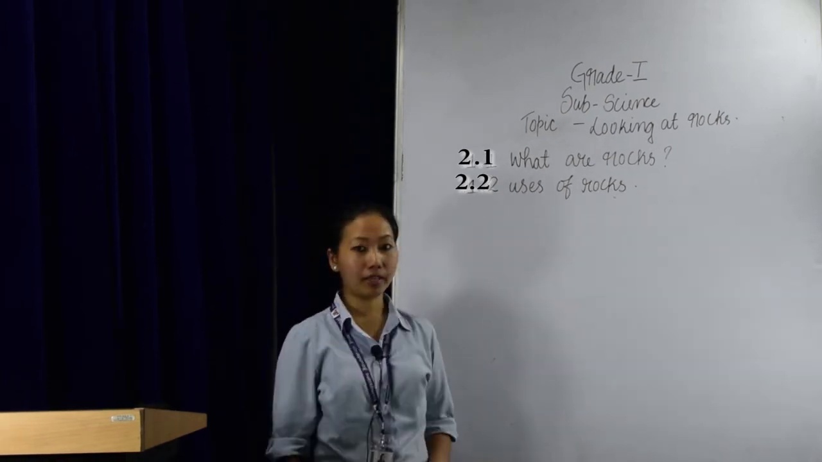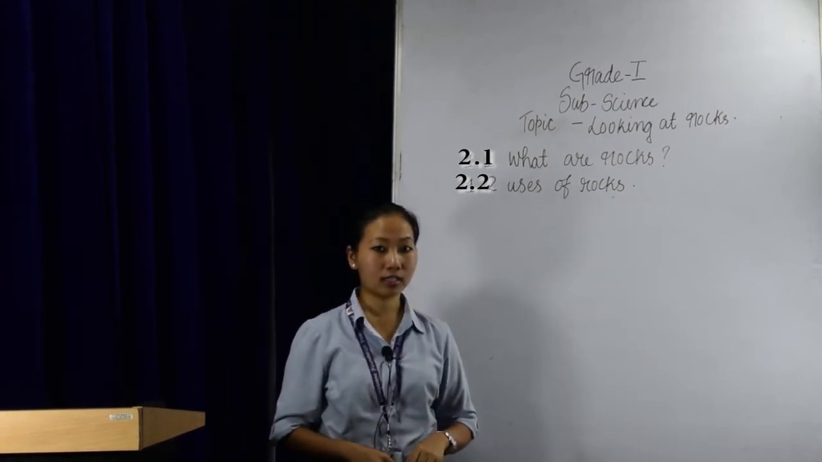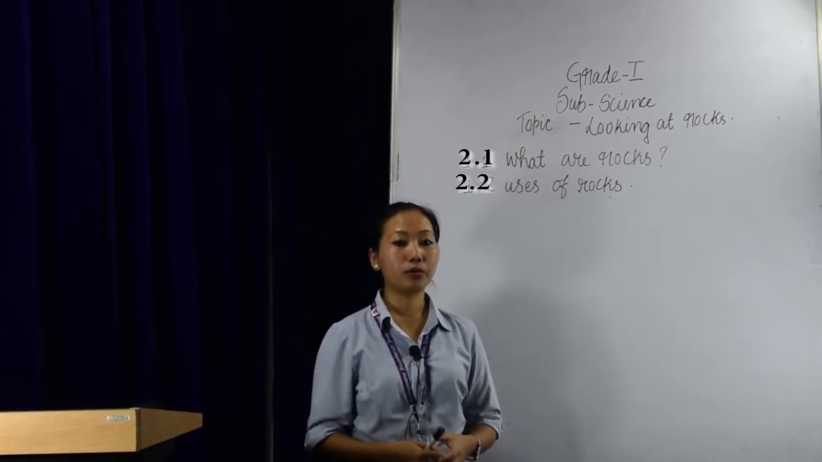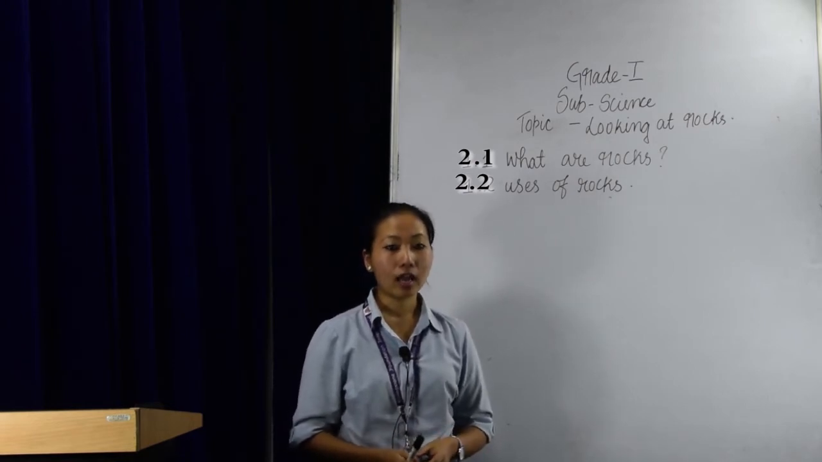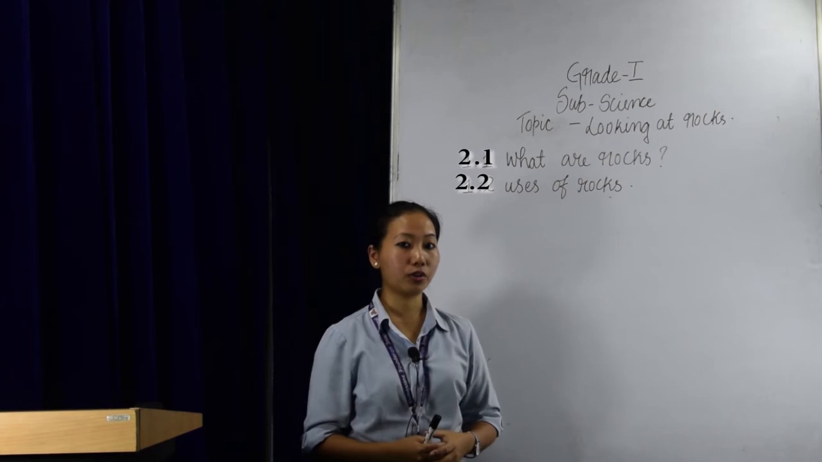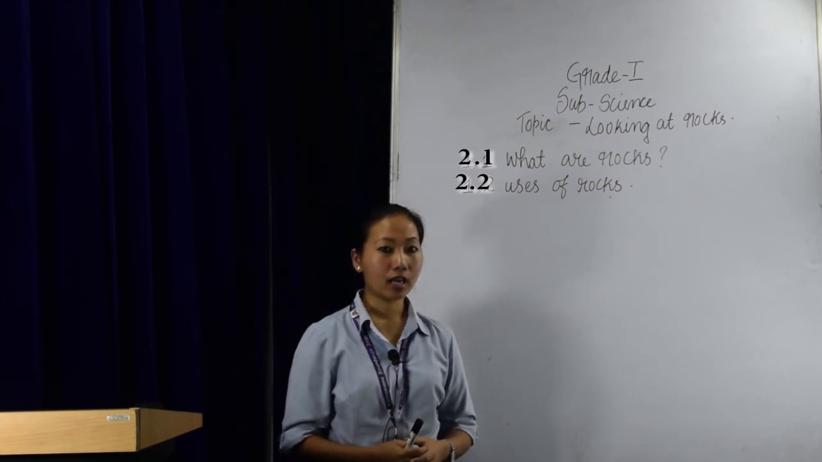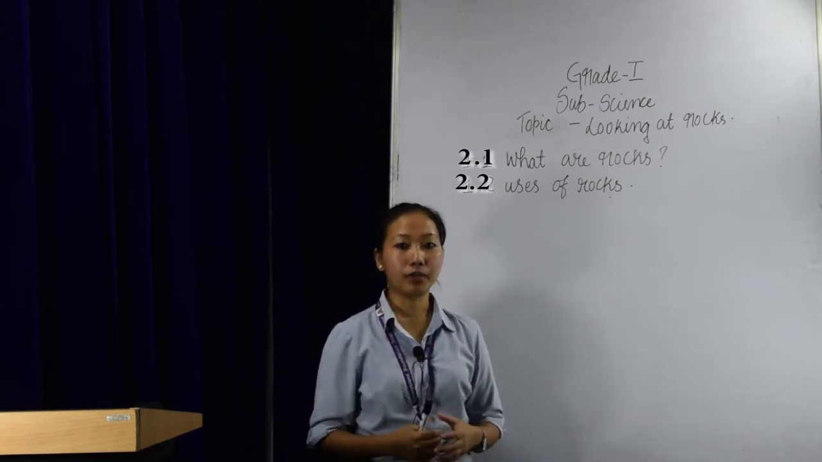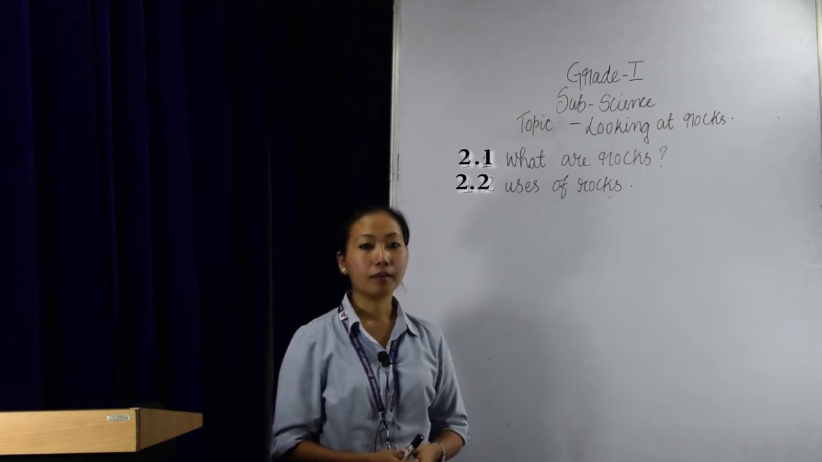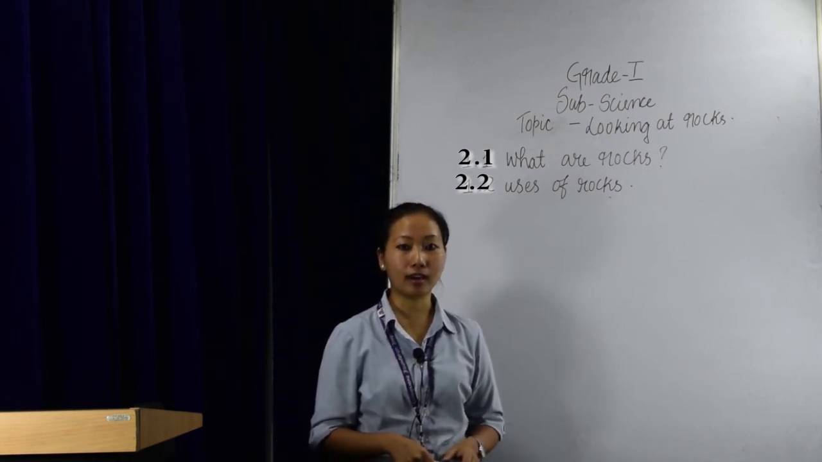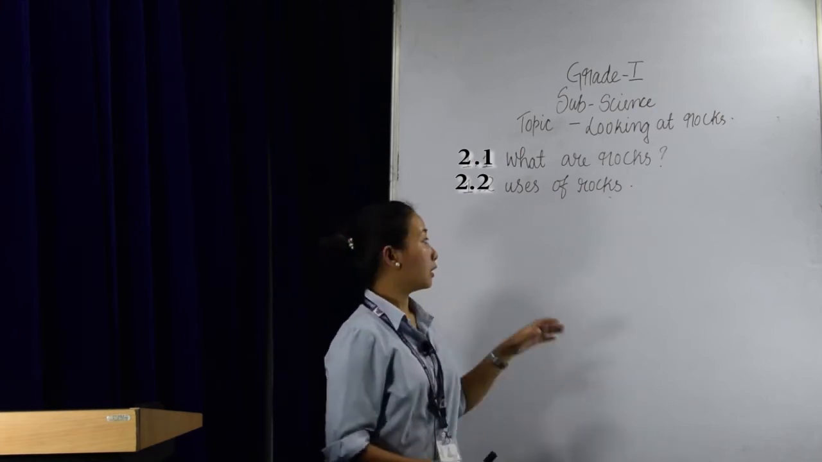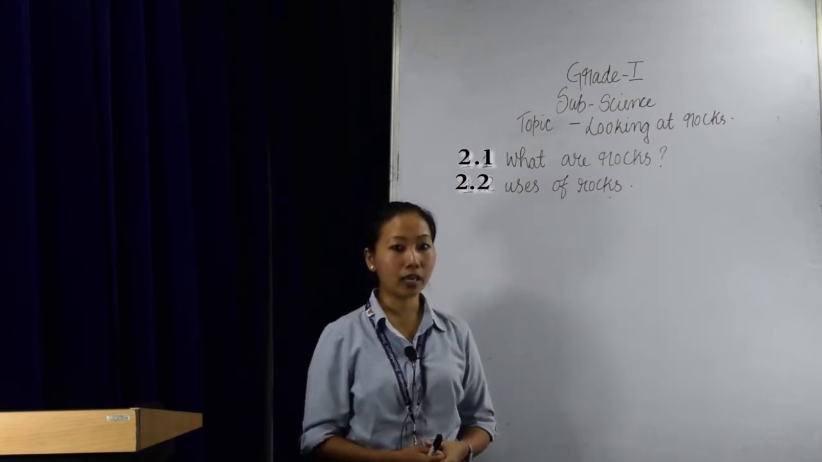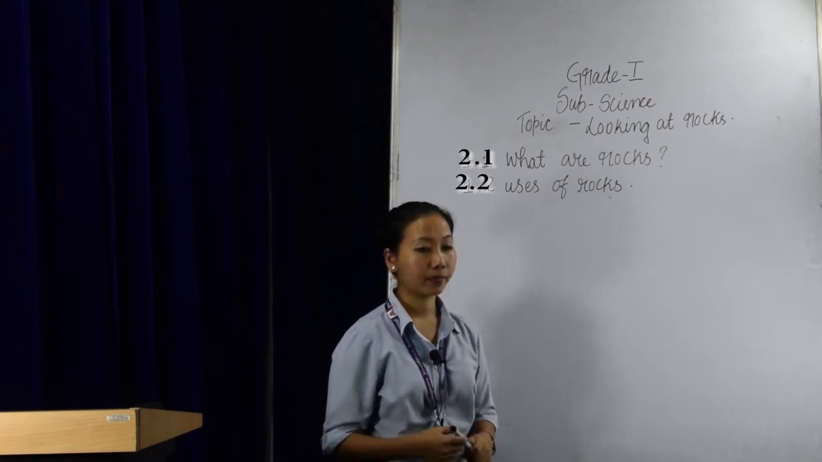Our next topic is uses of rocks. As we all know, rocks are found in different shapes, colors and sizes. In the same way, rocks are also used for different works. Rocks are used to build walls, bridges, buildings and for many other things. Now let us look at the rocks that are given in a book and their uses as well.